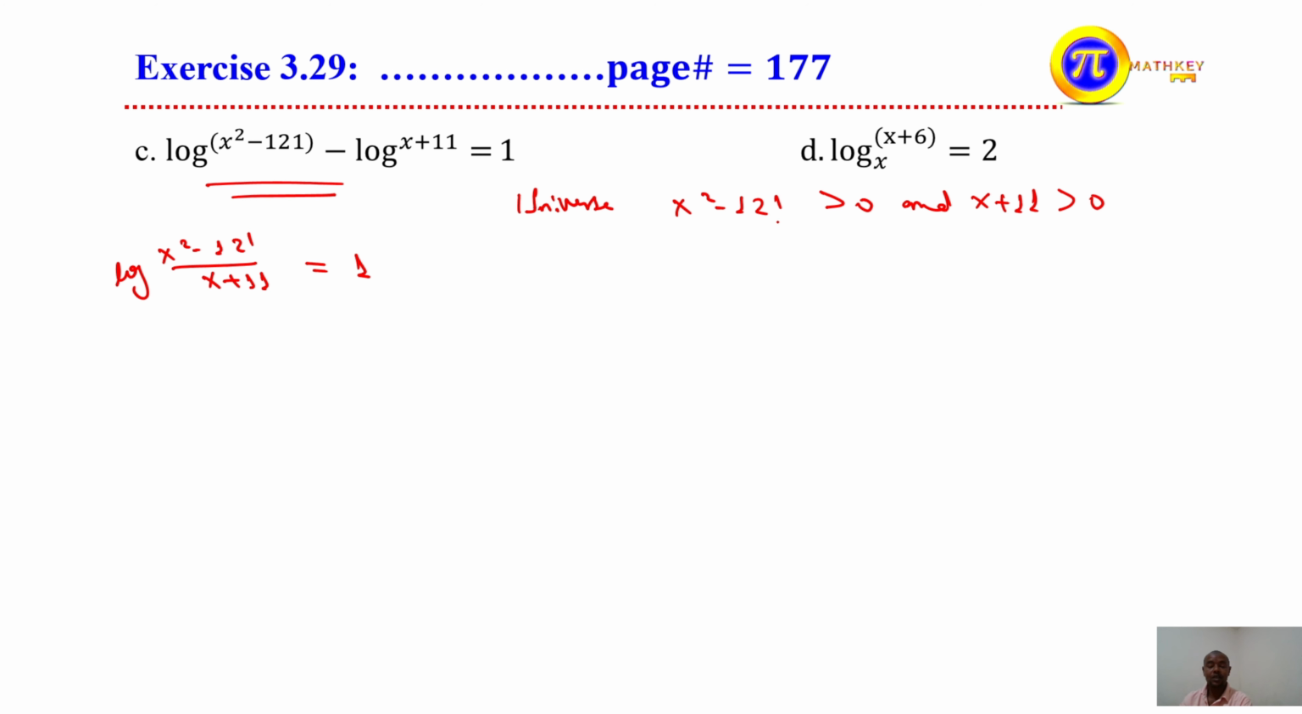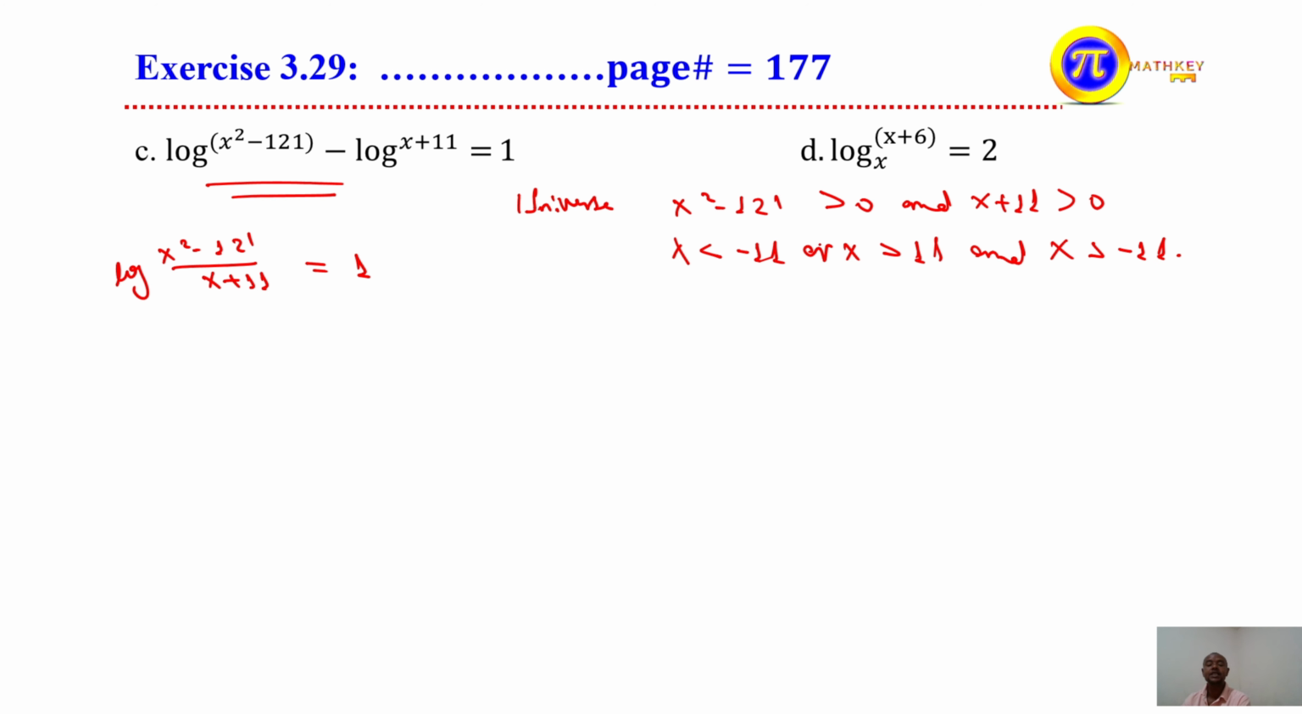This x squared minus 121 is greater than 0 when, since it is the square, x is less than negative 11 or x is greater than 11. In both cases, it is greater than 0. And the last one, x plus 11 greater than 0, means x is greater than negative 11.